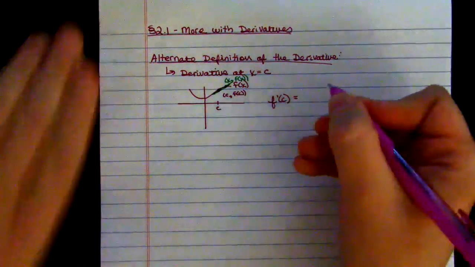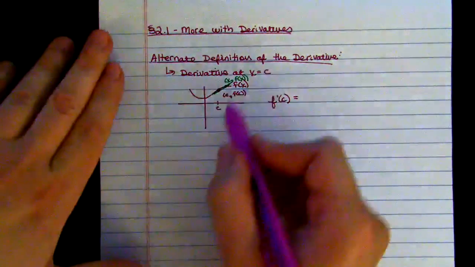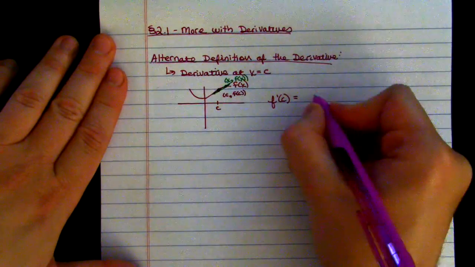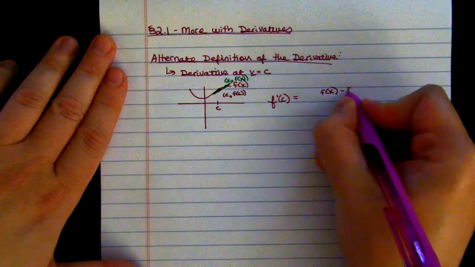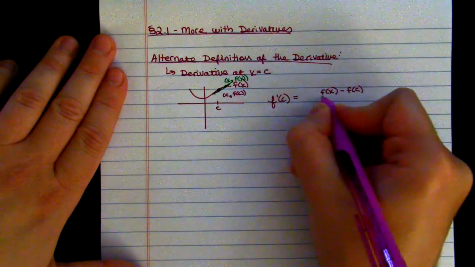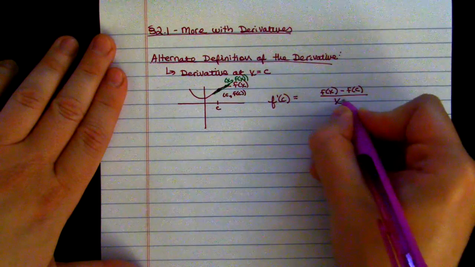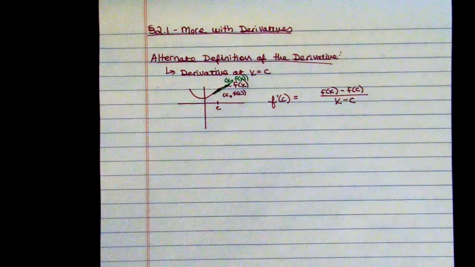F prime of c equals. Okay, well, what's the slope of this line going to be? It's going to be f of x minus f of c over x minus c. The slope of my secant line, f of x minus f of c over x minus c.